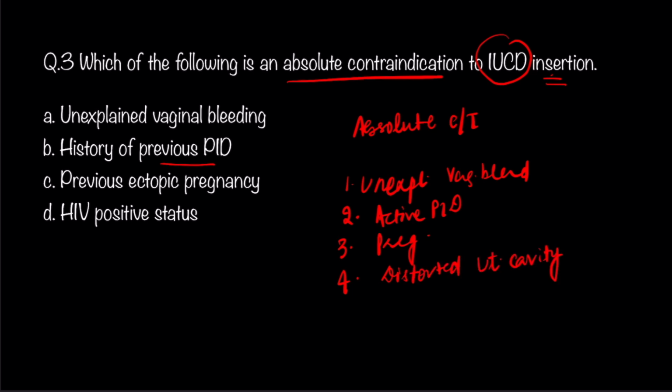This is not it. We have a long list of contraindications for IUCD insertion, but the highlighted or the main ones are written here. So option B would be correct if the time period of the PID was less than 3 months or within 3 months of IUCD insertion. Since no time is given in the question, we will go with option A, which is the most suitable here, and that is unexplained vaginal bleeding.